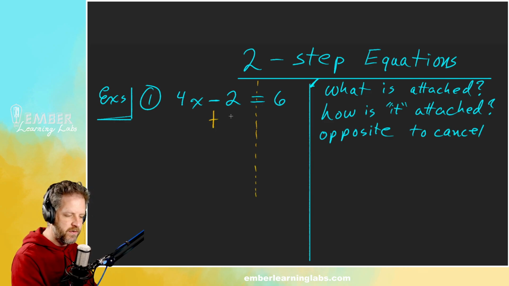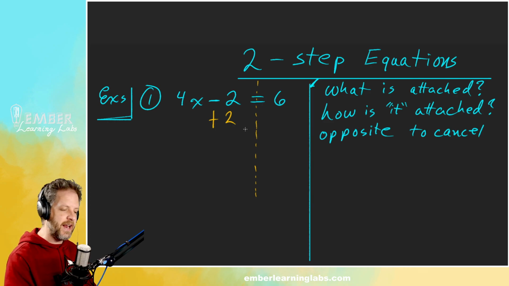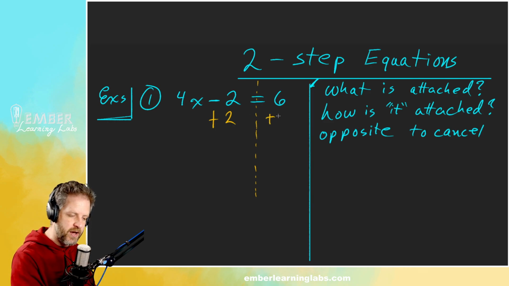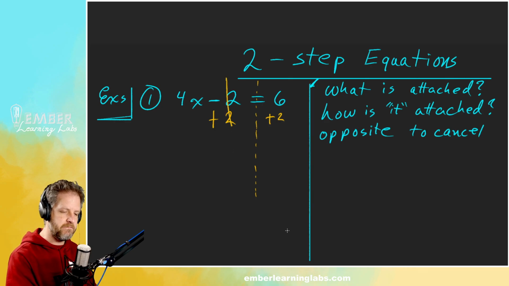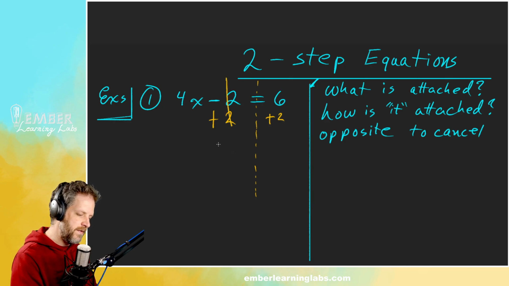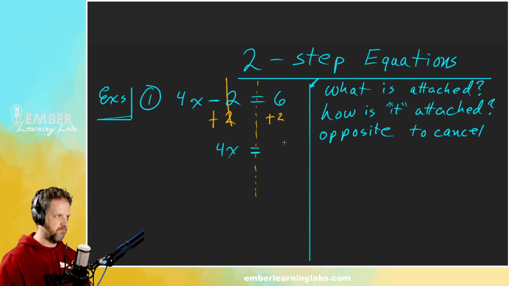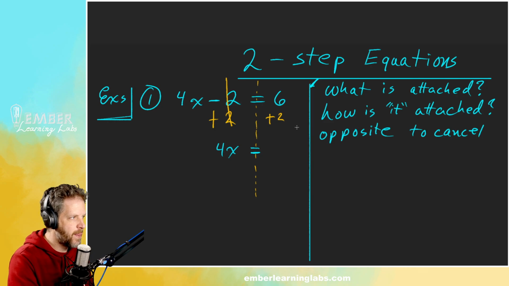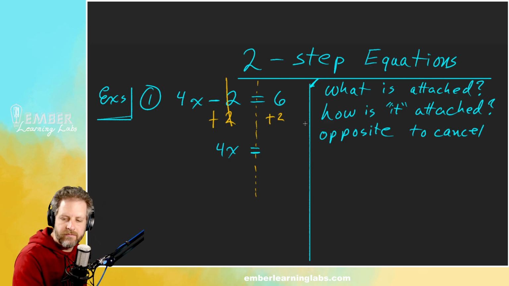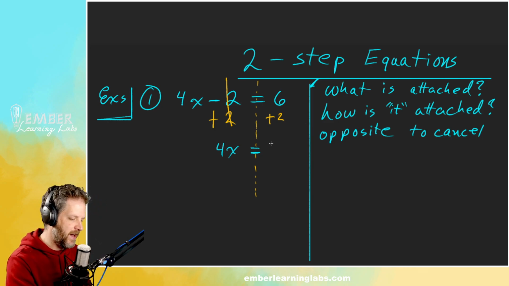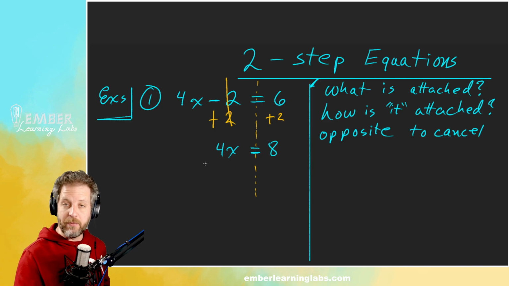So we're going to add 2 over here. And if we add 2 over here, we've got to add it over on the other side of the equals as well. So negative 2 plus 2 cancels, right? Leaving us with just 4x on this side. We keep our equals lined up. 6 plus 2 is what? 8, yeah, absolutely. Right? So now we've gotten down to a real simple one-step equation.